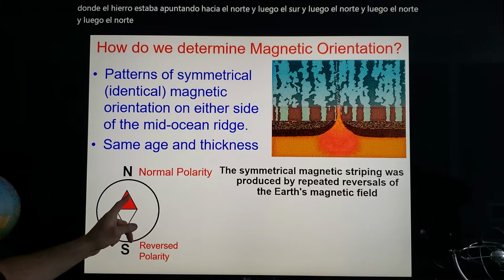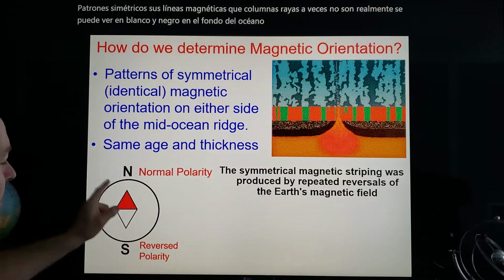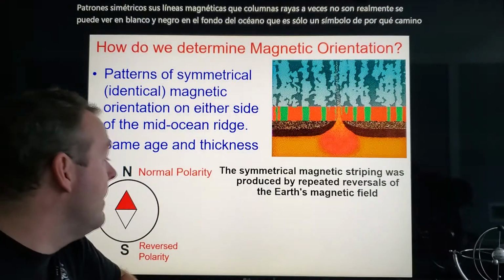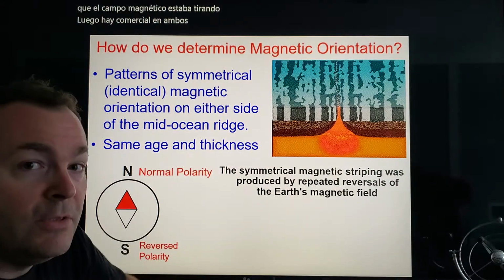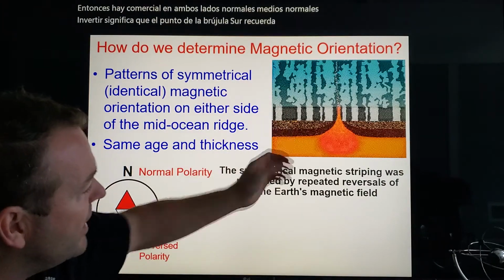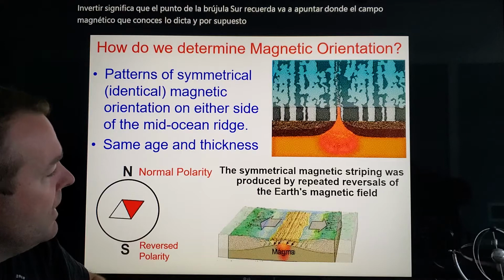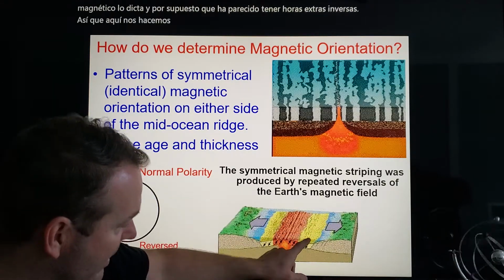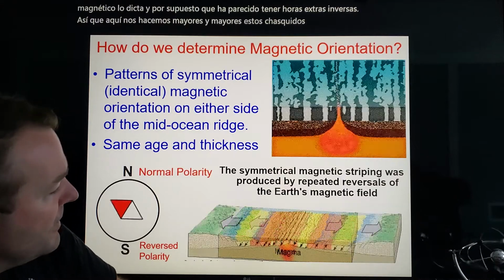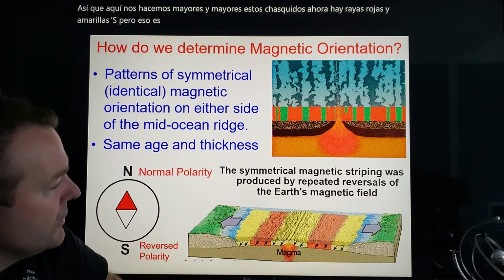Okay, normal polarity, what we call normal, means that the compass points north. Reversed means the compass points south. Remember, the compass is going to point wherever the magnetic field dictates it, and of course that has seemed to have reversed over time. Okay. So here we get older and older. Now they're red and yellow stripings. But that's just showing you, again, what that black and white is showing you, the reversals.